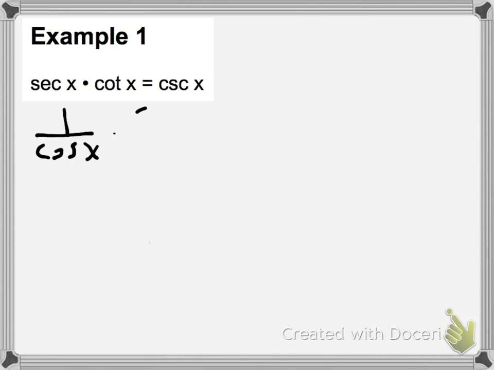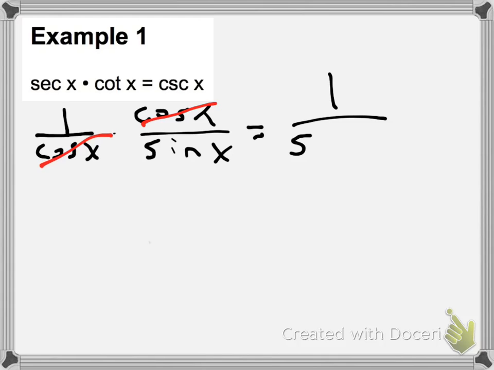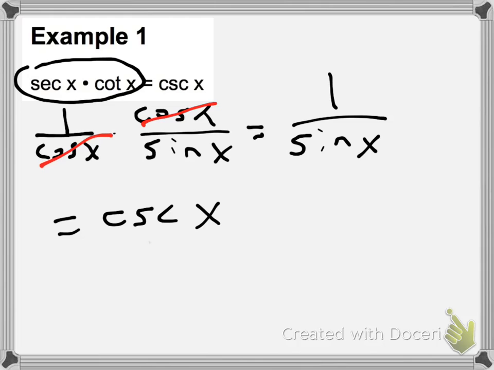So secant is 1 over cosine, cotangent is cosine over sine. And when I do that, I realize that I've got a cosine on top here, a cosine on top here, and so those cancel. When those cancel, I'm left with just a 1 on the top, and on the bottom I'm left with just sine. And 1 over sine is cosecant of x. So I took what was given on the left, I went through some algebraic steps, and I ended up where I was supposed to be on the right. So I have verified that those two things are equal.